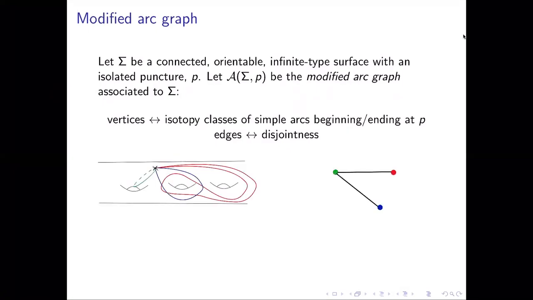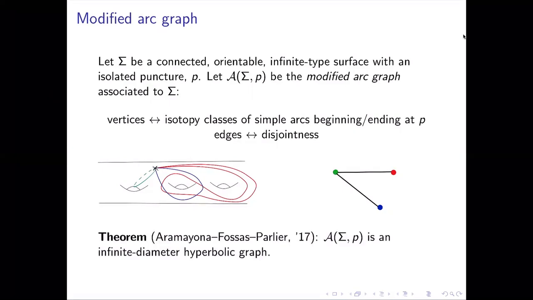So here's an example. Here's again the ladder surface, but now I've punctured it. This X is supposed to be representing the single isolated puncture P. And now I've drawn 3 different arcs that start and end at P: red, green, and blue. The red and green arcs, and the blue and green arcs, are disjoint, so we're connecting them by an edge, but the red and the blue arcs are not disjoint, so we don't connect them by an edge. And just like for the curve graph, this is just a very small piece. These arcs could be very complicated.